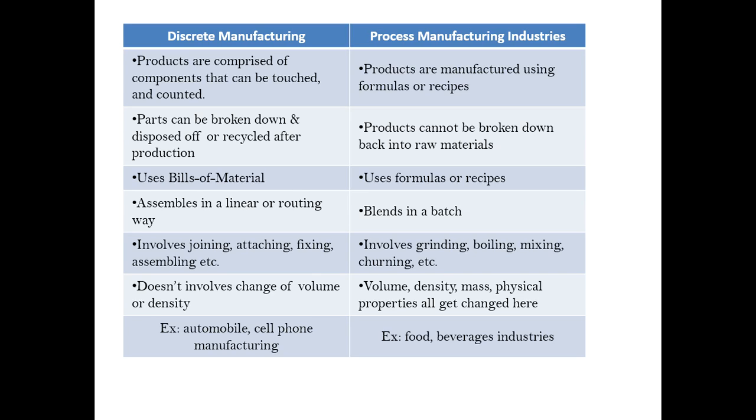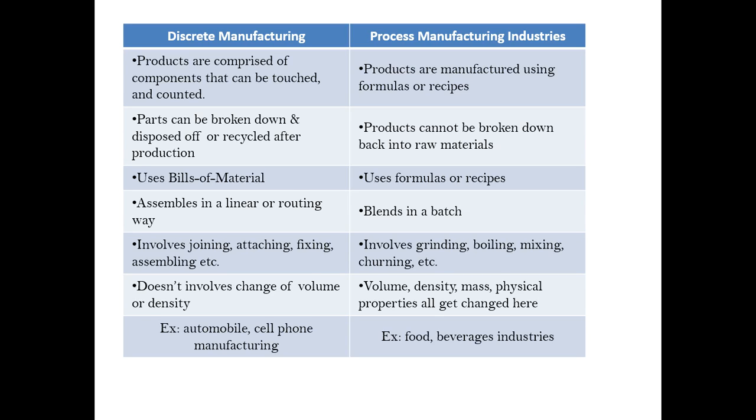In discrete manufacturing, it uses a bill of materials for its components or parts, whereas process manufacturing industries use formulas or recipes for preparing the product. Discrete manufacturing assembles in a linear or routing way, whereas process manufacturing goes with blends in batches. Discrete manufacturing involves joining, attaching, fixing, assembling, etc., whereas process manufacturing involves grinding, boiling, mixing, churning, etc.